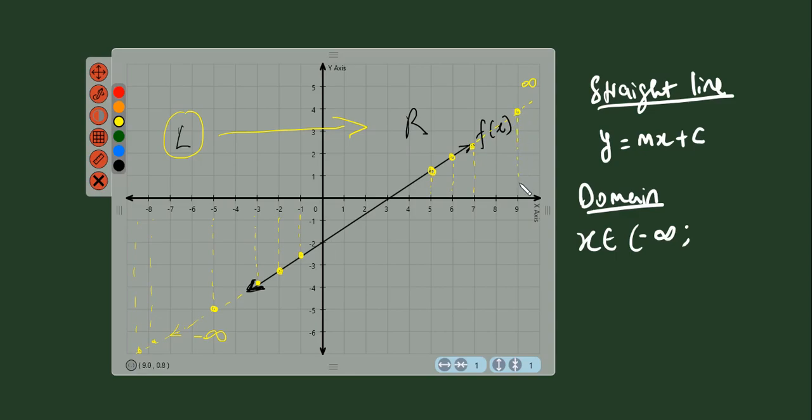So is it this point here? Is our last x value 9? No, there is another point. You see, there is always going to be another point, another point. So it means our x values are going to end at positive infinity. And we don't know what that x value will be. That's why we use these round brackets there. So this is the domain of a straight line function.